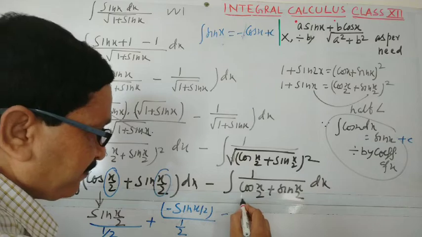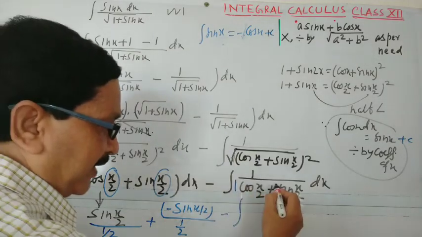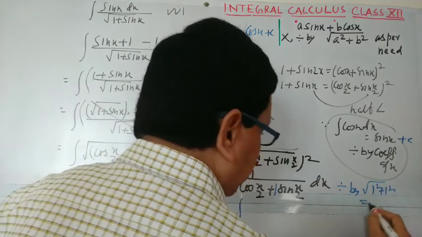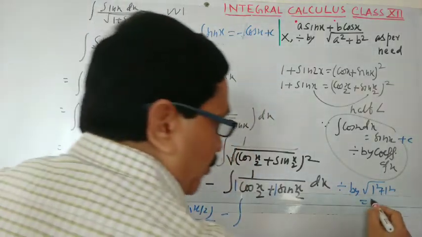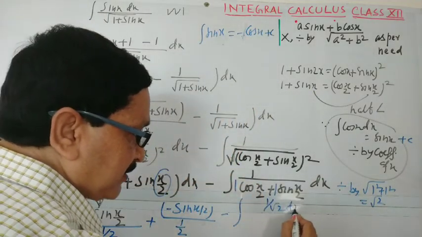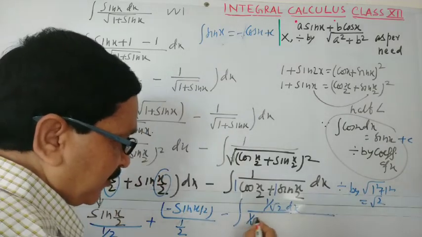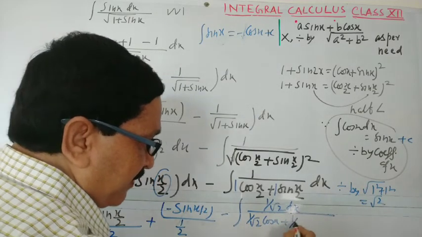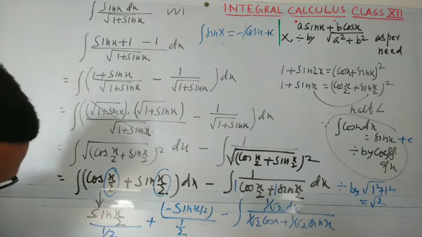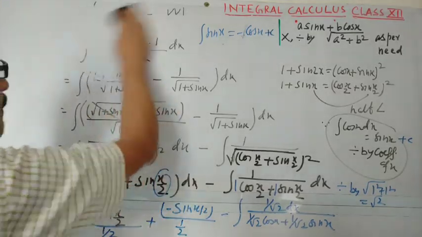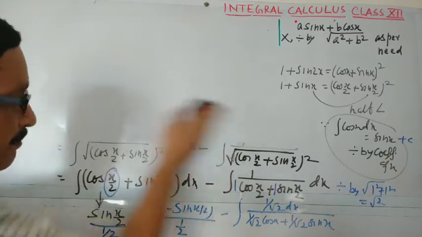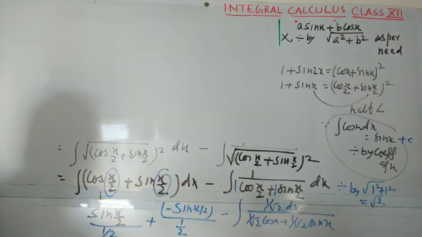Now for the second part we use 1 and 1, so divide by root over 1 square plus 1 square. This is root 2. So divide by root 2 here: 1 by root 2 dx by 1 by root 2 cos x plus 1 by root 2 sin x. Now you are close to your answer. So this 2 will go upside.